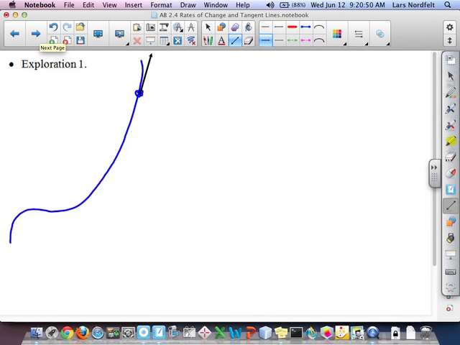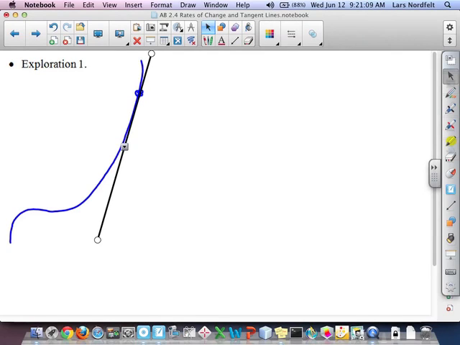The projectile from the cannon's barrel will go in a straight line wherever the cannon's pointed, right? If I extend that line, it makes this line that I call the tangent line. This is the line tangent to this blue curve at that point.